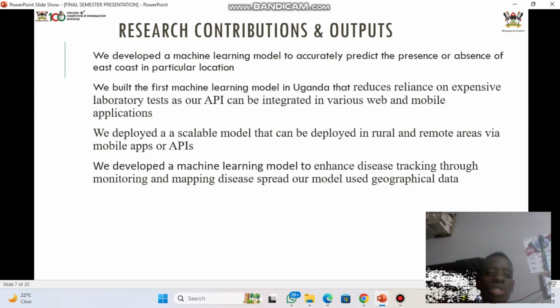The contributions are that we developed a machine learning model to accurately predict the presence and absence of East Coast fever in a particular location. We also developed the first machine learning model in Uganda that reduces reliance on expensive laboratory tests, as our API can be integrated via mobile applications. We also developed a scalable model that can be deployed in remote areas. And lastly, we developed a machine learning model that enhances disease tracking through monitoring and mapping of the disease spread.